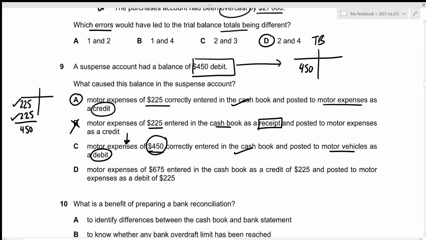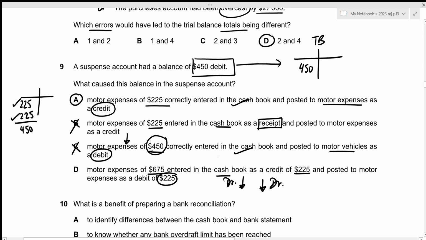So this is incorrect. The fourth one is motor expenses of 675 entered in the cash book as a credit of 225. So there has been an understatement of our cash book, which means that our cash balance is understated. And remember that cash is on the debit side, and posted to motor expenses as a debit of 225. So we have recorded it as part of our motor expenses, but that is also understated.